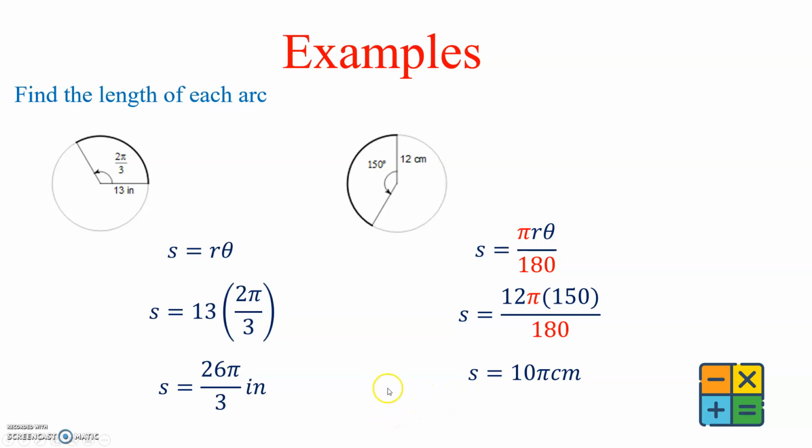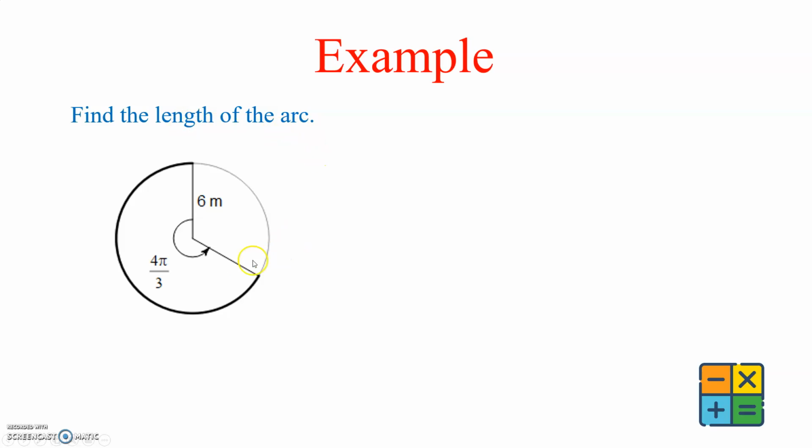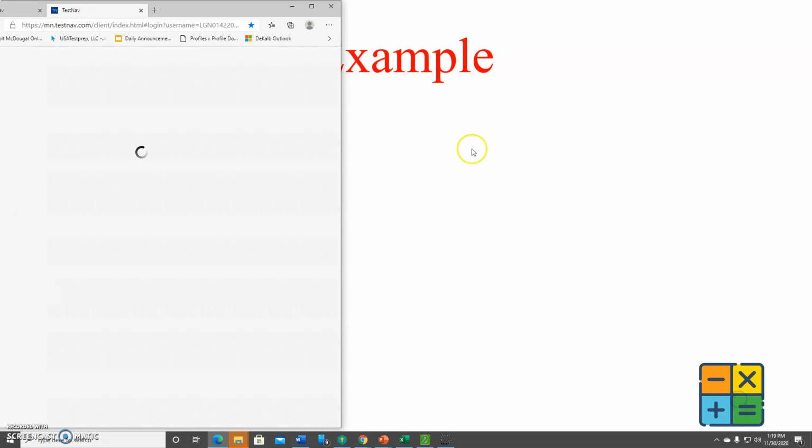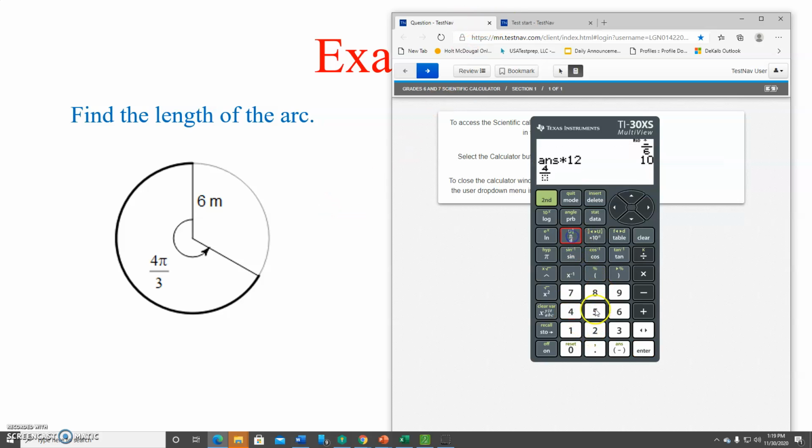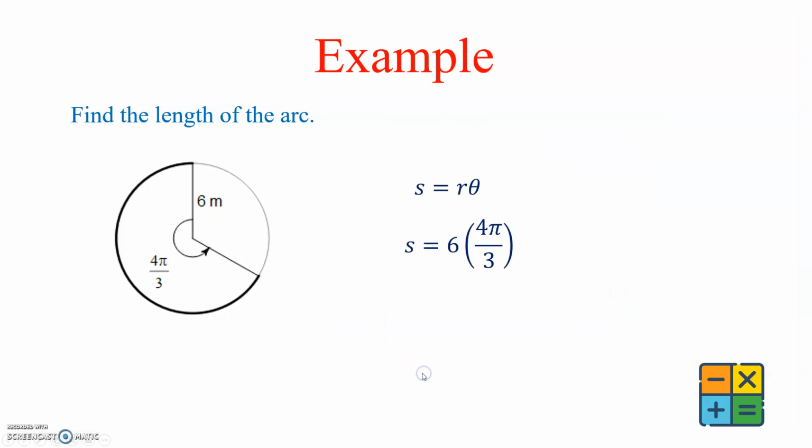I've got a couple more examples just to reiterate. Find the length of the arc. Here, because of the pi, we know we're in radians, so we're simply going to multiply. We have 4 over 3 times 6. That's radians times the radius, 8. So therefore, my answer is going to be 8 pi meters. Again, because it was in radians, simply multiply radius times radians.